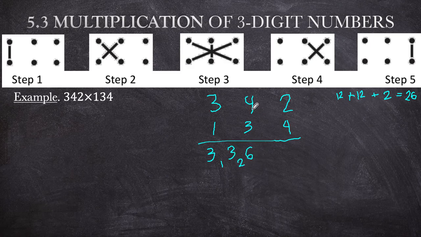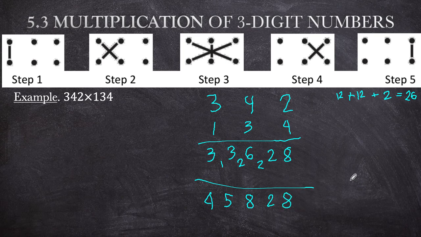Next we have 4 times 4 plus 2 times 3. 4 times 4 is 16, 2 times 3 is 6, and 16 plus 6 is going to give us 22. So that's 22 over here. And then lastly, we have 2 times 4, which is going to be 8. Okay, let's fix the carries. What we have is 4 here, 3 plus 2 is 5, 6 plus 2 is 8, and then copy the remaining 2 digits. That is 45,828, and that's our answer for this example. So 342 times 134 is going to give us 45,828.